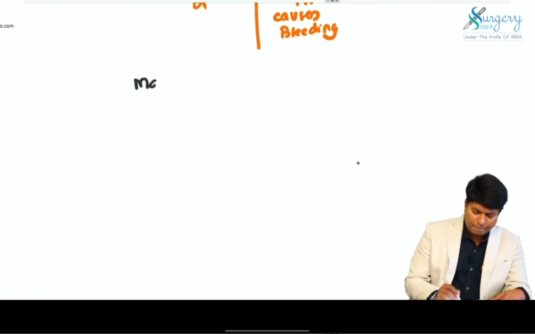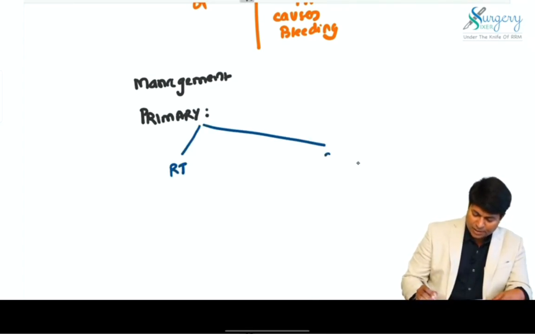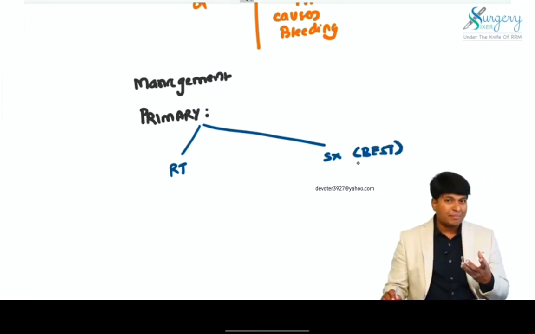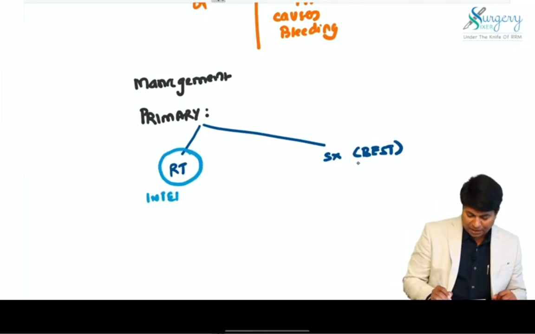Coming to the management of cancer penis. So let us discuss first the management of primary of cancer penis. Management of primary can be done by either radiotherapy or with surgery. Surgery is best method. But many times the people will not be ready for a surgery because they are very young males. They are not ready to lose the most important organ. So they may prefer radiotherapy like interstitial radiotherapy. I'll show you the image.